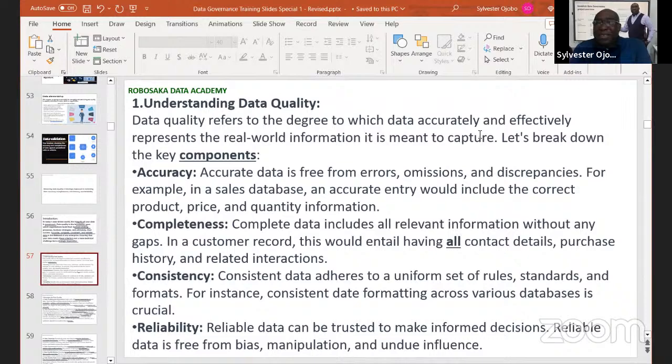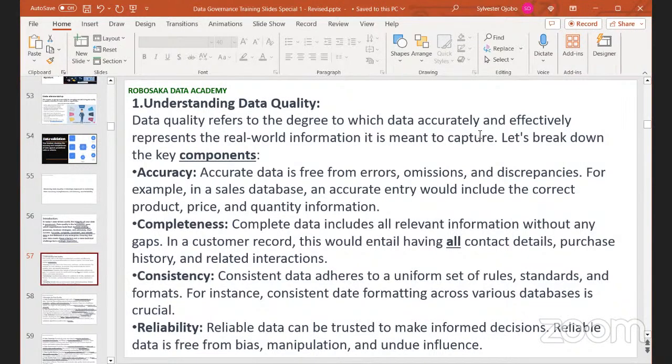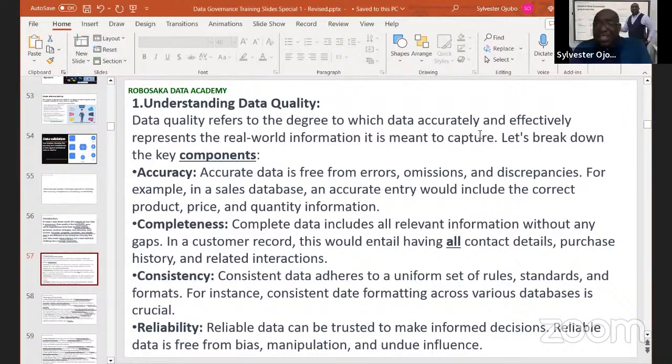From my point of view, bias is when you compromise the fairness. Absolutely.